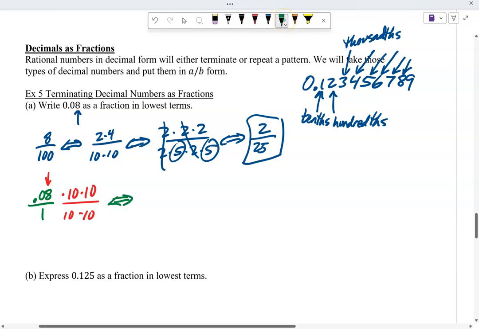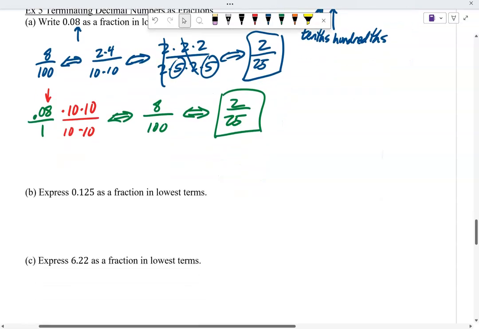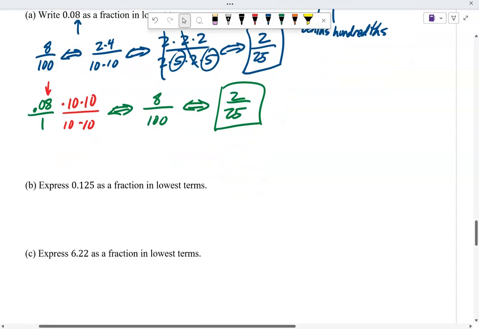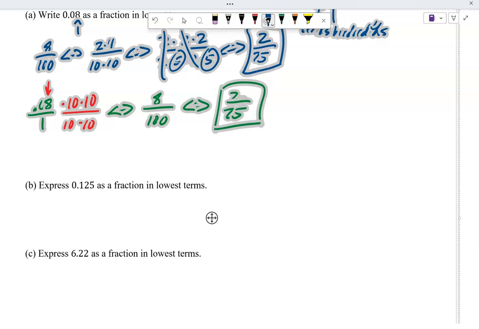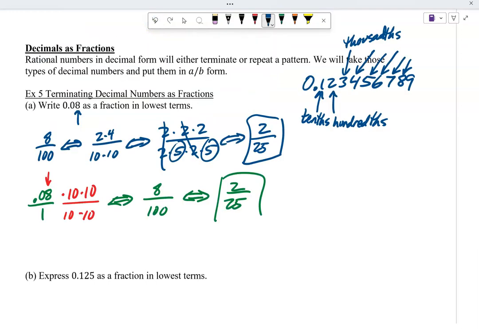So 0.08, and I punch this into my calculator. 0.08 times 100, or 10 times 10, that gives me 8. And then 1 times 10 times 10, that gives me 100. And we know that reduces to 2 over 25 because we just did that above. Okay, so there's a couple different ways to do that. I'm going to do it with method 1 each time. Let's go ahead and look at this next one. The 5, notice it ends at the 5 here.